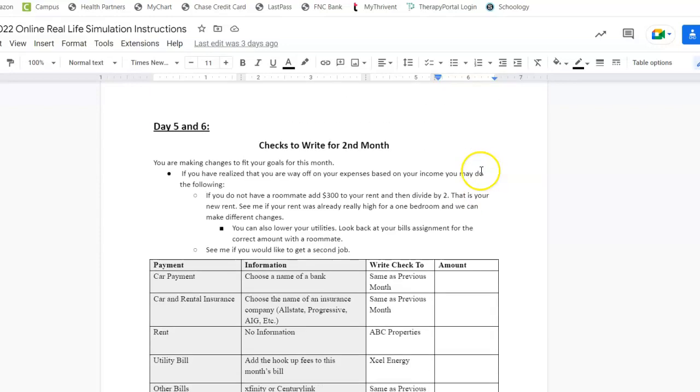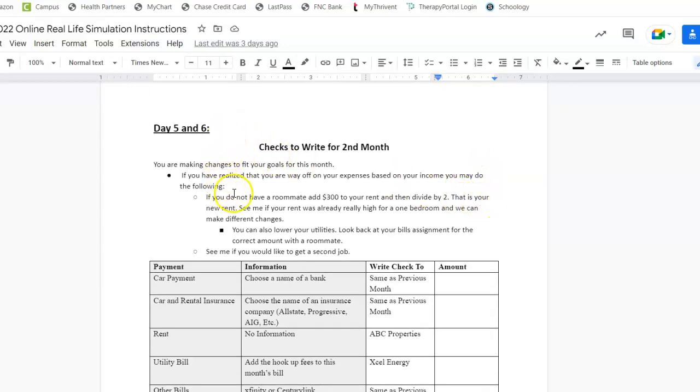Okay, so again, if you don't have a roommate, I think this said 300 and then divide by 2. I think I said you could do 200 though if you had a more expensive one. So keep that in mind. If you had a really inexpensive 1 bedroom or studio, then add the 300 and then divide it. But that's your new rent. So you can change your rent amount if you have to. In real life, you'd be stuck in that 1 month lease and you wouldn't actually be able to do that, but we want you to make some faster changes.